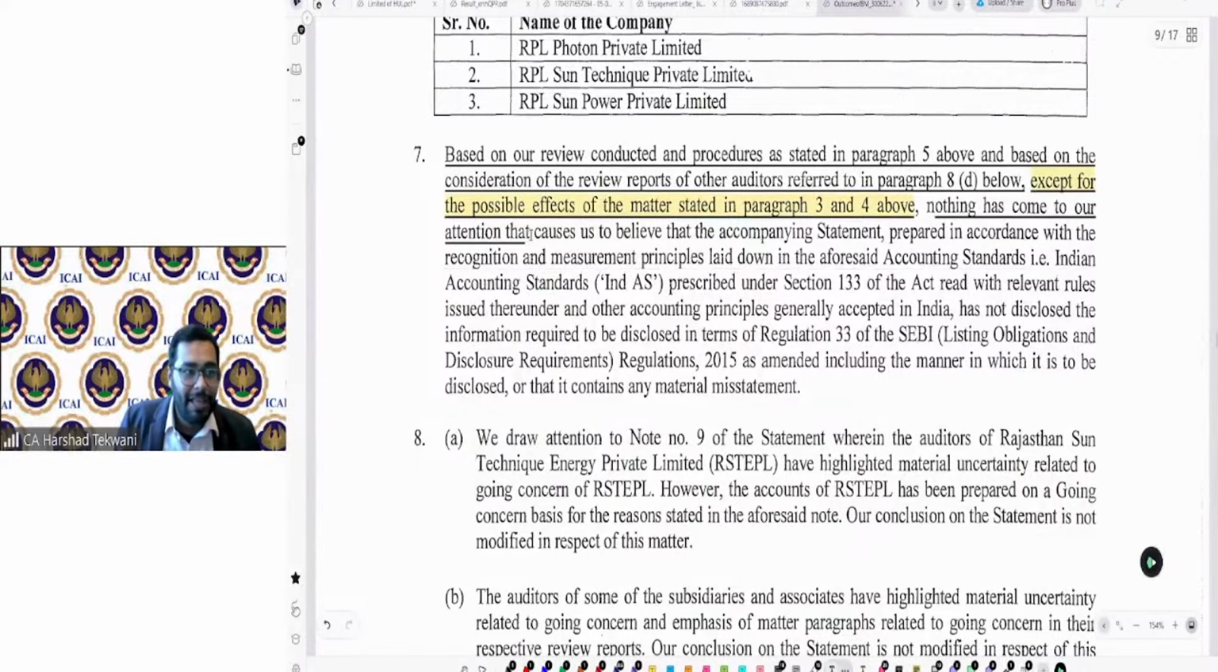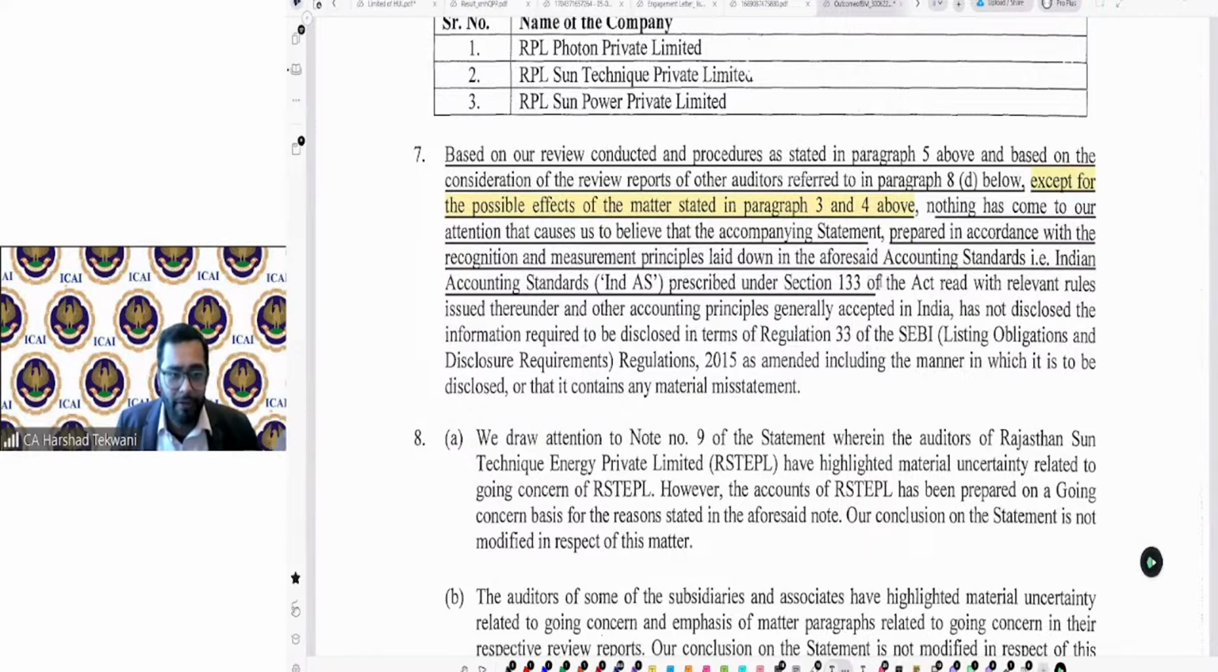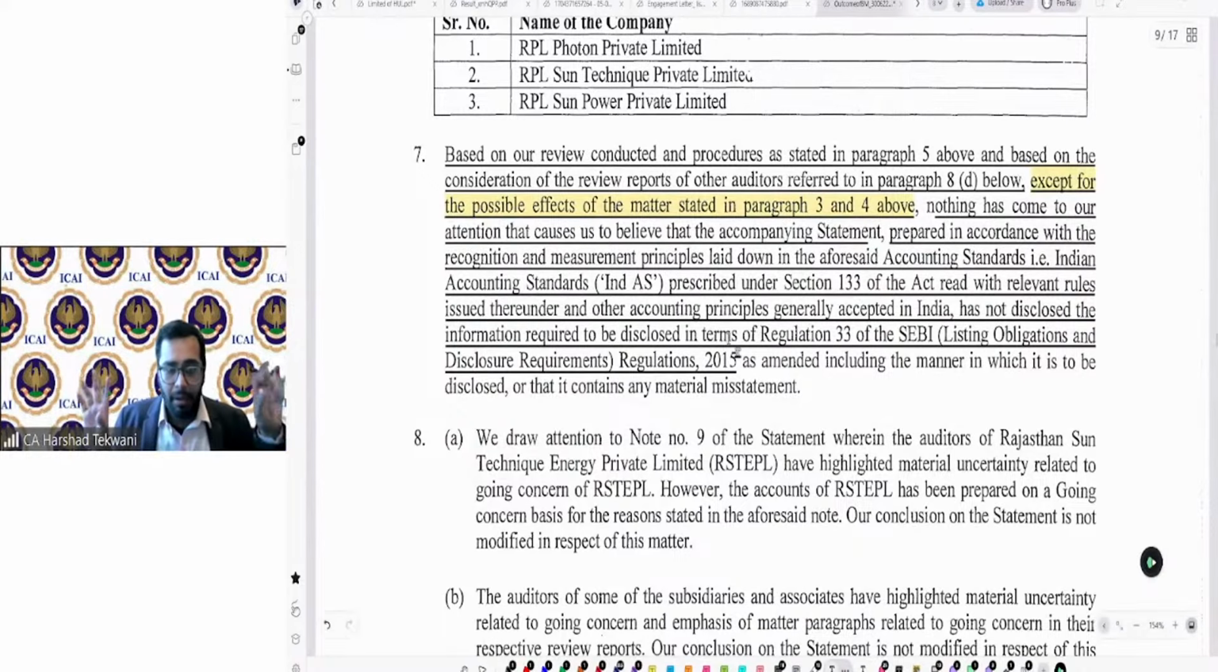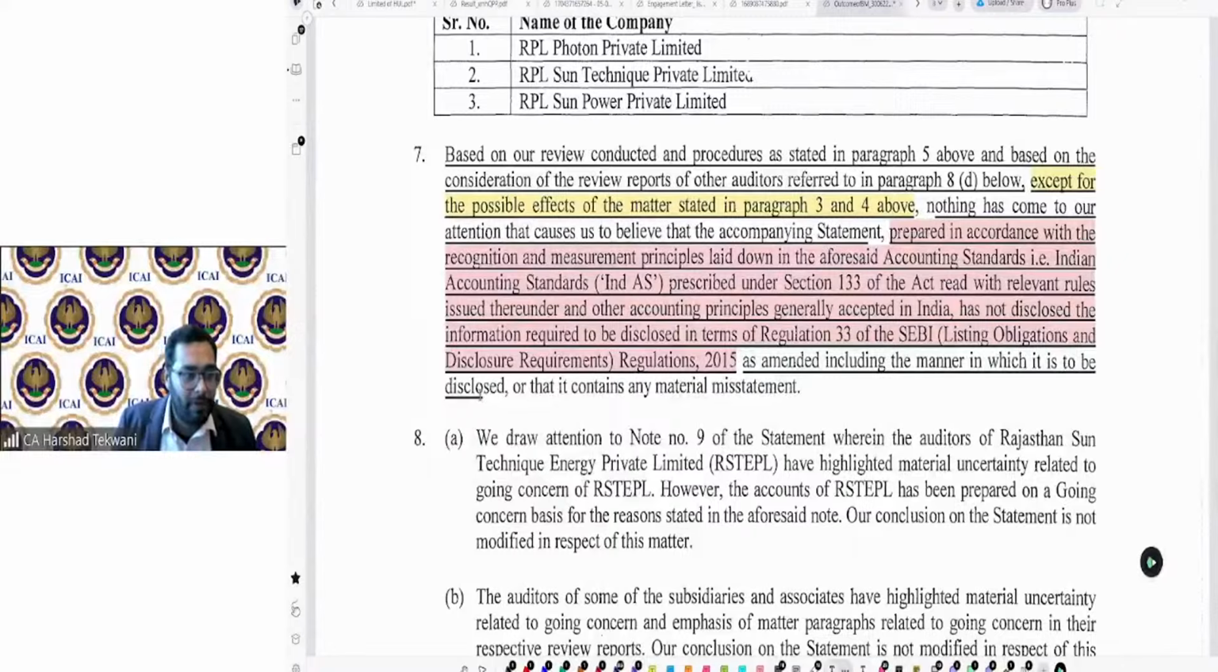Nothing has come to our attention that causes us to believe the accompanying statement is not prepared in accordance with the recognition principles of section 133 of the Act, and relevant rules, accounting principles, regulation 33. Okay, this is my applicable financial reporting framework. From here till here, it's my applicable financial reporting framework, as amended, including the manner in which it is to be disclosed or contains any material misstatement.